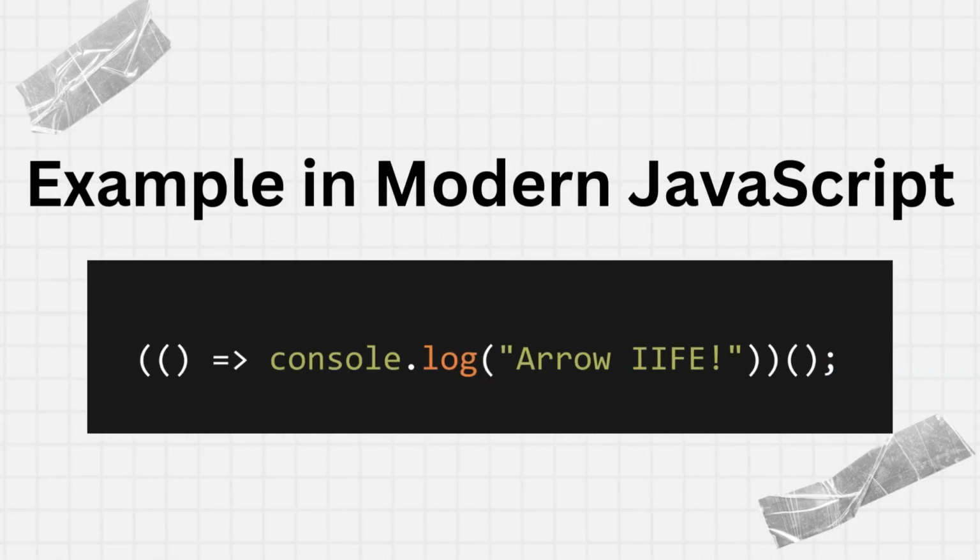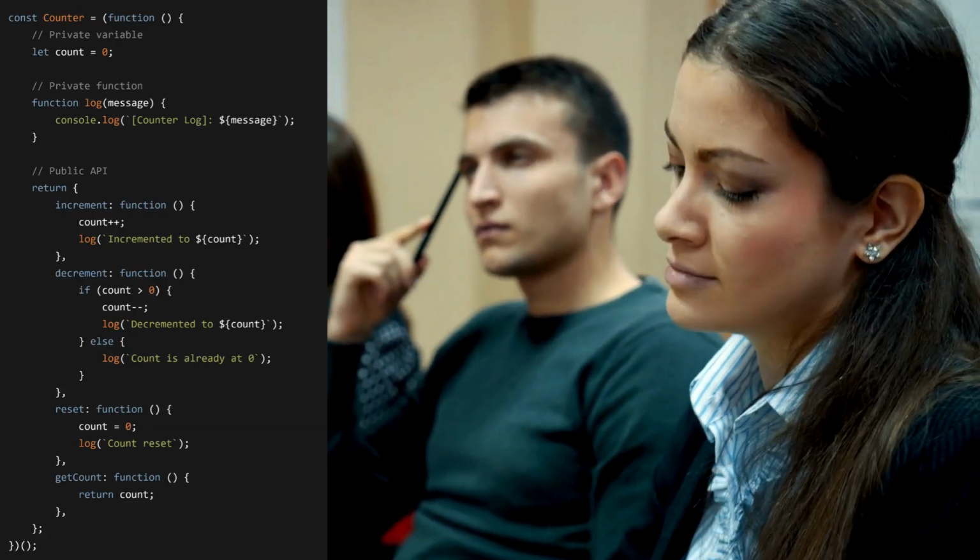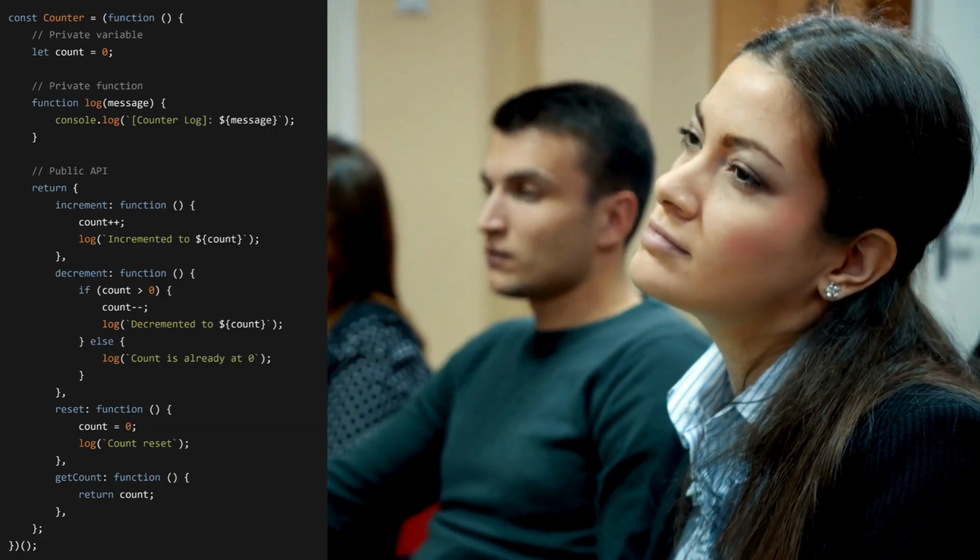IIFEs are often used in combination with arrow functions for concise code. They are often used in initializing variables or executing code that should run immediately but stay isolated. IIFEs may look tricky, but they're just a clever way to create isolated blocks of code.